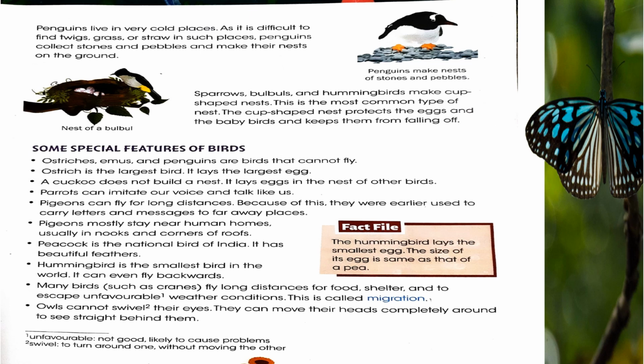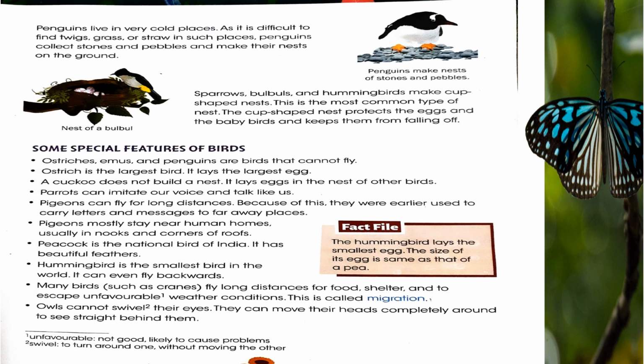Ostriches, emus, and penguins are birds that cannot fly. Ostrich is the largest bird. It lays the largest egg. A cuckoo does not build a nest. It lays eggs in the nest of other birds. Parrots can imitate our voice and talk like us. As you know, pigeons can fly for long distances. Because of this, they were earlier used to carry letters and messages to far away places. Pigeons mostly stay near human homes, usually in nooks and corners of roofs.